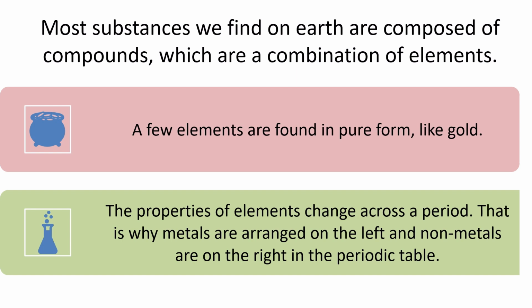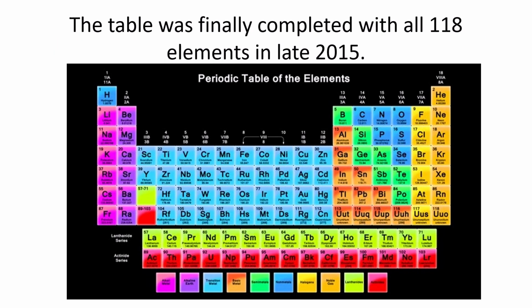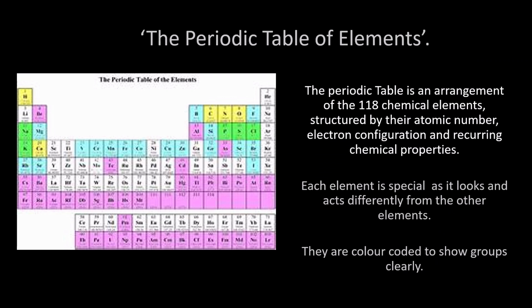The properties of elements change across a period. That is why metals are arranged on the left and non-metals are on the right in the periodic table. The table was finally completed with all 118 elements in late 2015. The periodic table of elements is an arrangement of the 118 chemical elements structured by their atomic number, electron configuration, and recurring chemical properties. Each element is special as it looks and acts differently from the other elements. They are color-coded to show groups clearly.